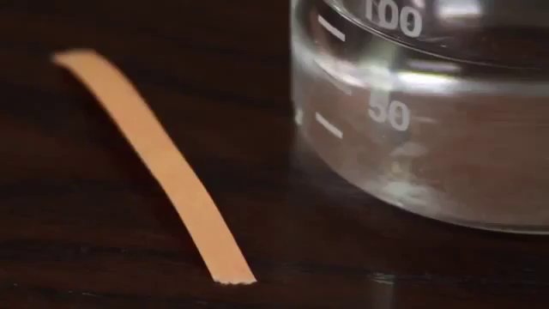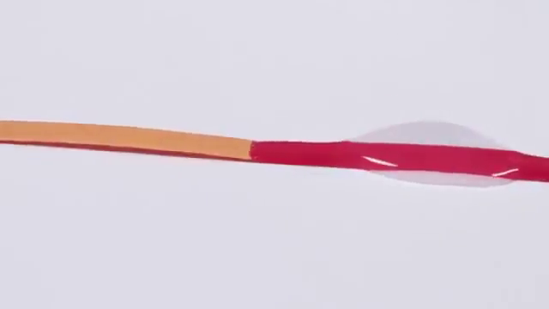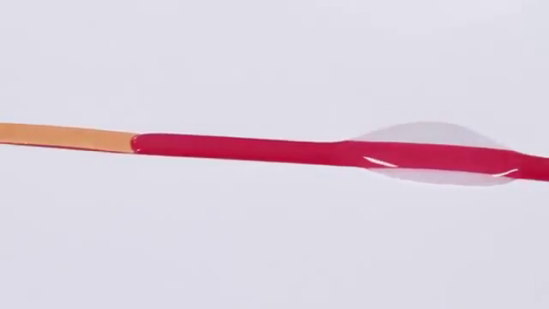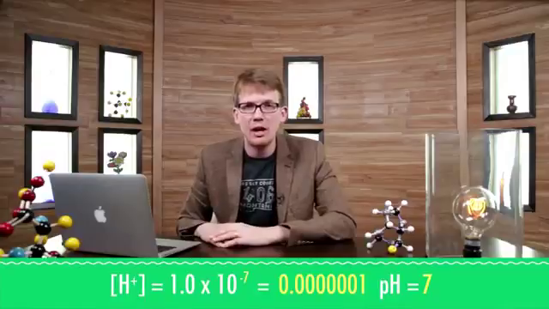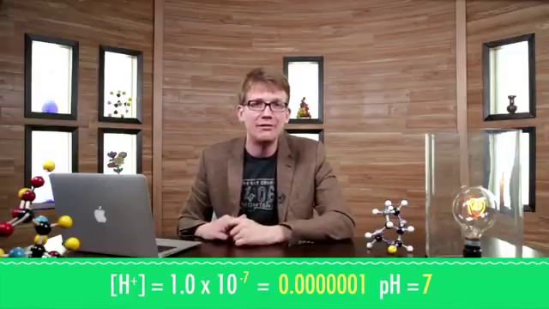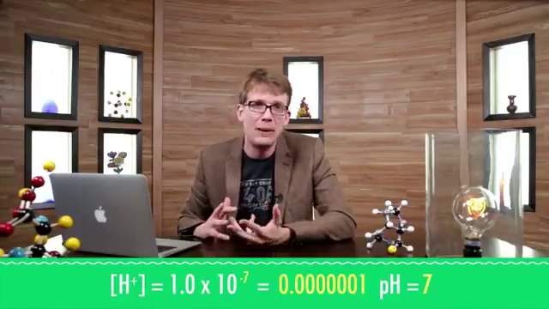This is a strip of paper that's been infused with a chemical called litmus. Litmus is a pH indicator, a chemical that turns different colors at different pHs. There are many different indicators with many different colors, but we'll talk more about those next week. For now, just know that litmus paper turns pink in acids, blue in bases, and a sort of light purple when it's neutral. But one thing you need to remember about the pH scale, because pH is calculated from a negative logarithm, it turns everything backward.